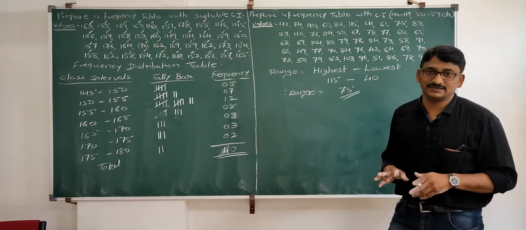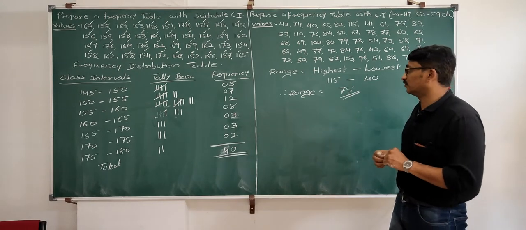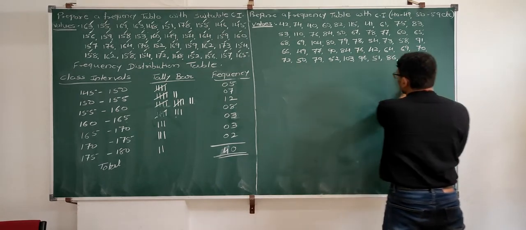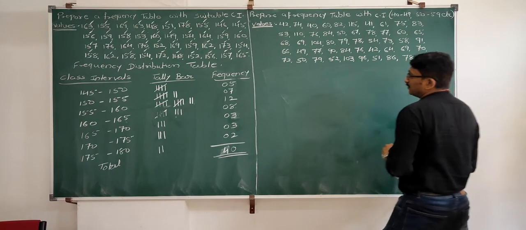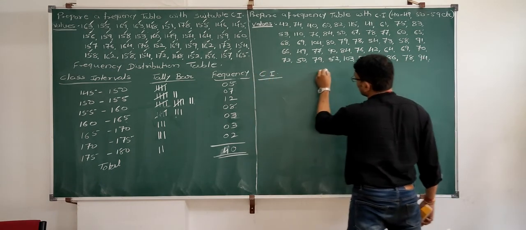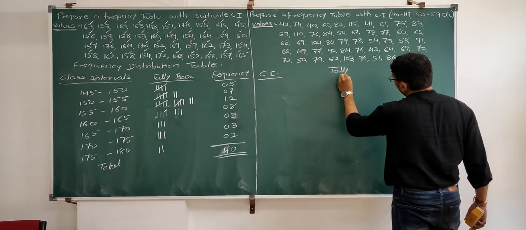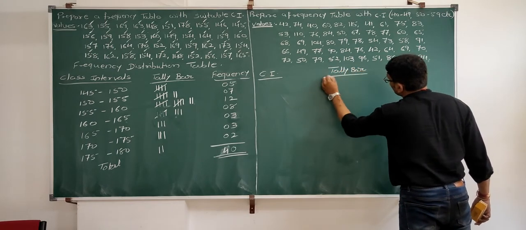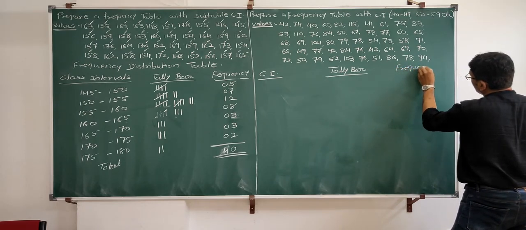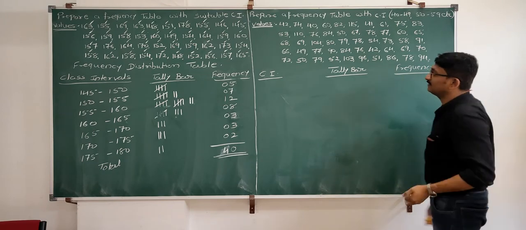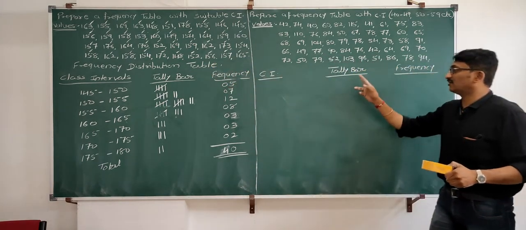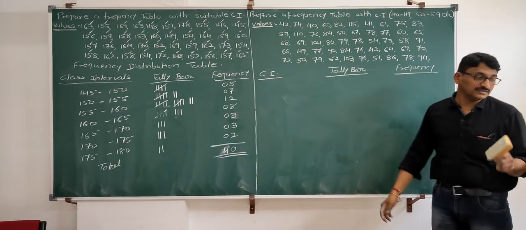We have to calculate range. Range is the first step of solving the problem. Once you know the range, prepare the table again. Like again here, class intervals, tally bar, next column is frequency. Write the heading, but I have not written heading. You have to write the heading as frequency distribution table. Then prepare 3 columns, class interval, tally bar and frequency.